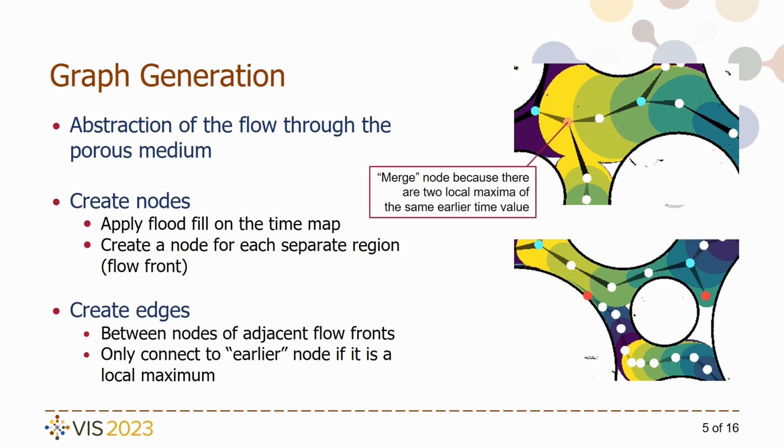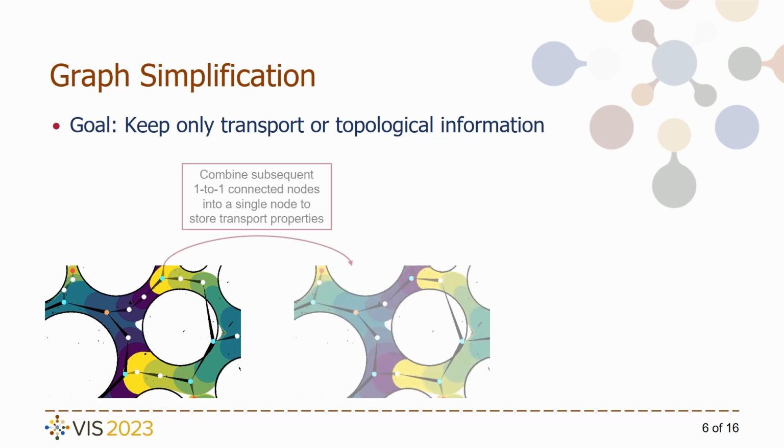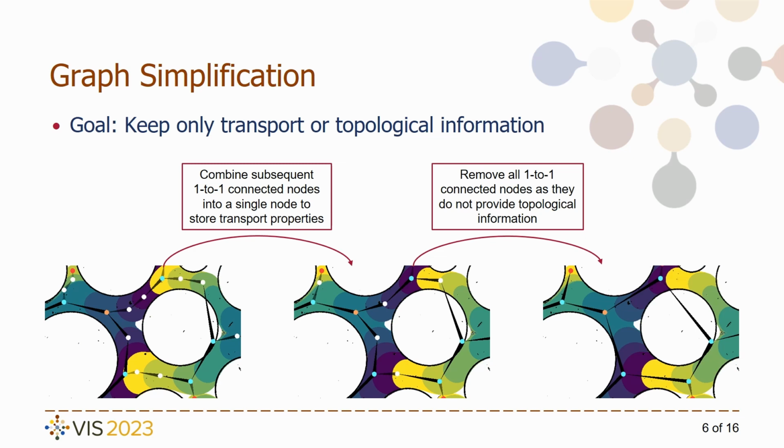This leads to merges in the graph if the fluid fingers reach a certain point at the same time, or to a dead end if one finger arrives late. The created graph can become quite large, depending on the number of input images. As nodes that only have one incoming and outgoing edge, colored in white, do not provide information about the topology of the flow, the idea is to reduce these nodes to a single one conveying transport information. To only provide topological information, these nodes are removed.